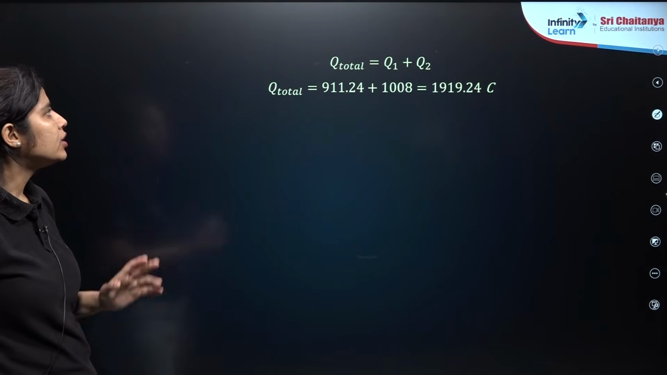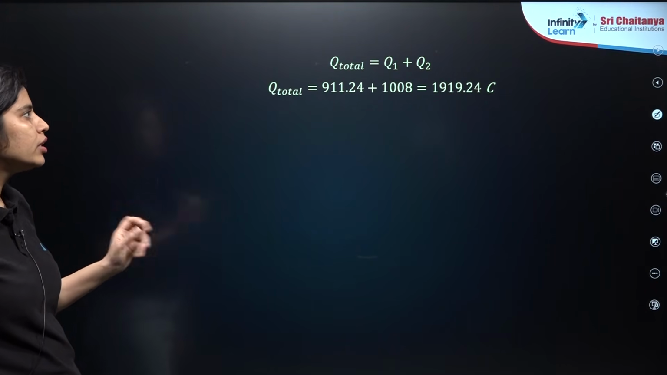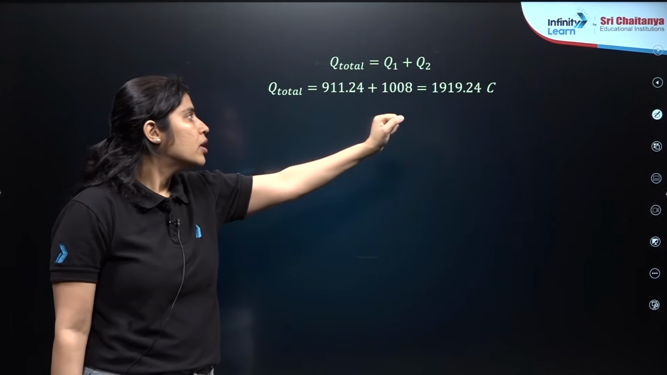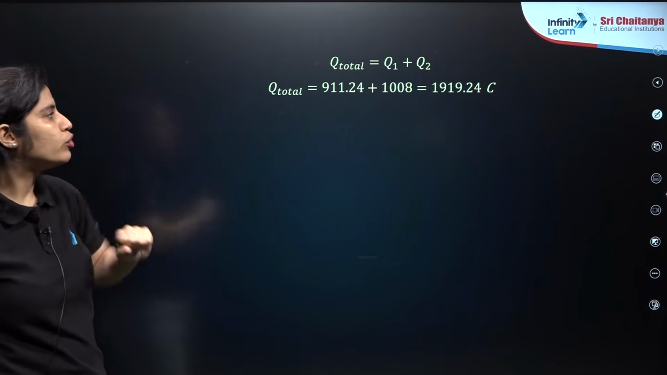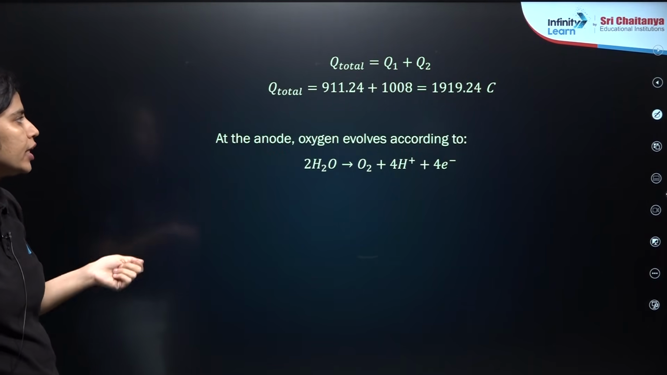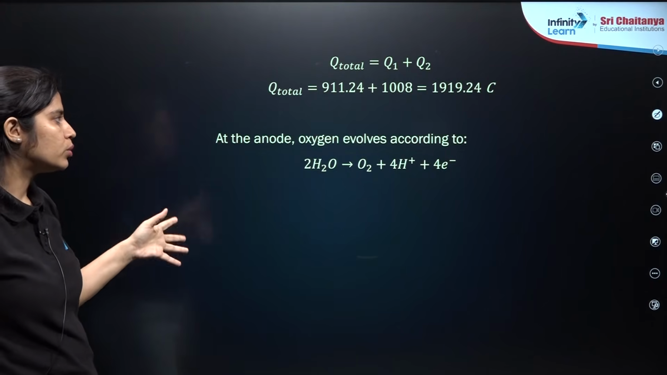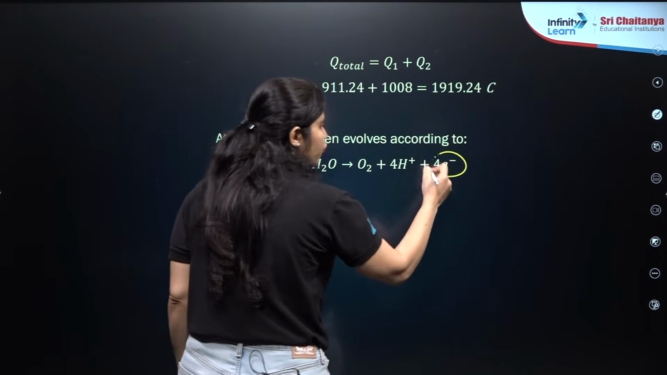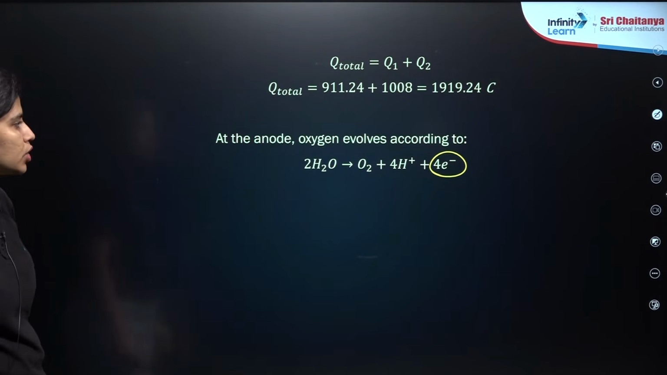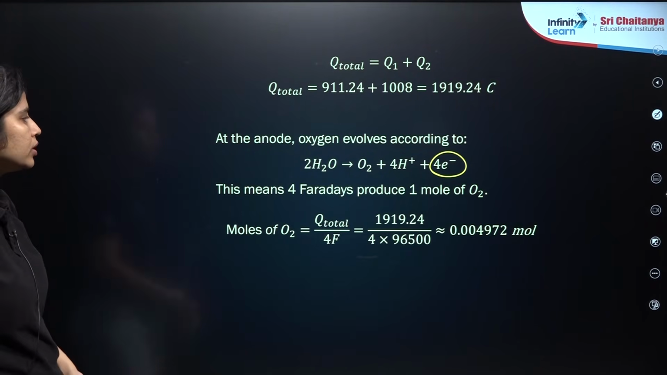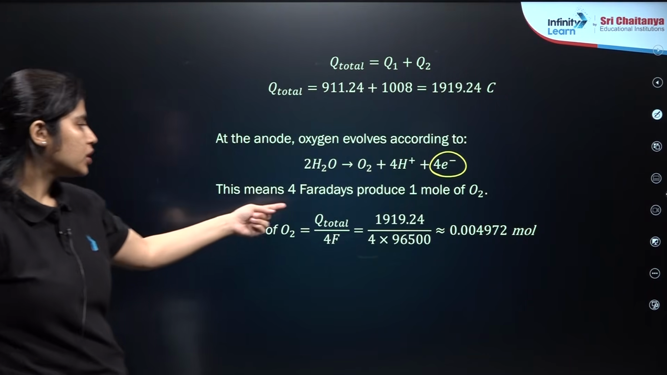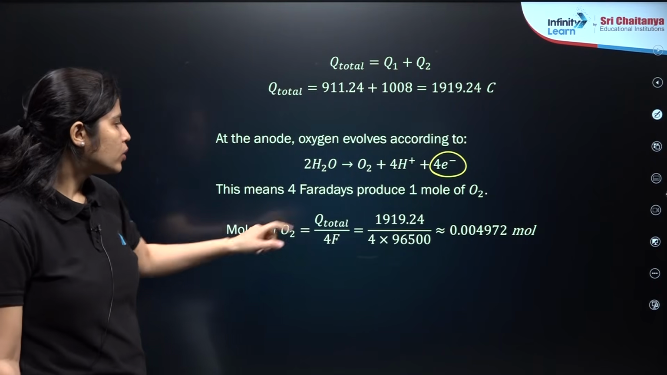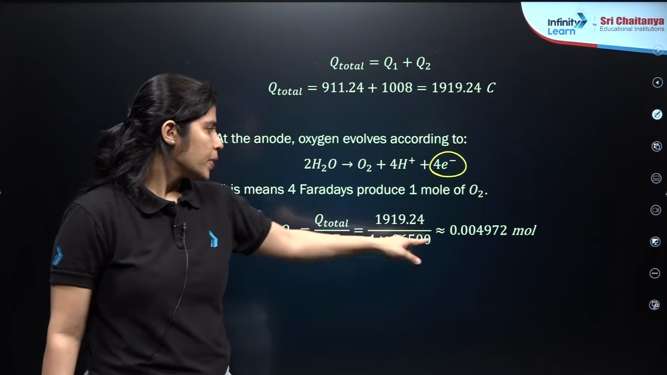So let us look at the total charge over here. Total charge is going to be Q1 plus Q2, which is 1919.24 coulombs. After that, at the anode, oxygen evolves according to the equation presented over here. What is the most important part? 4 electrons, right? So let us look at what we can do with the 4 electrons. Number of moles then is going to be the charge divided by 4 Faraday, because 4 electrons are there.